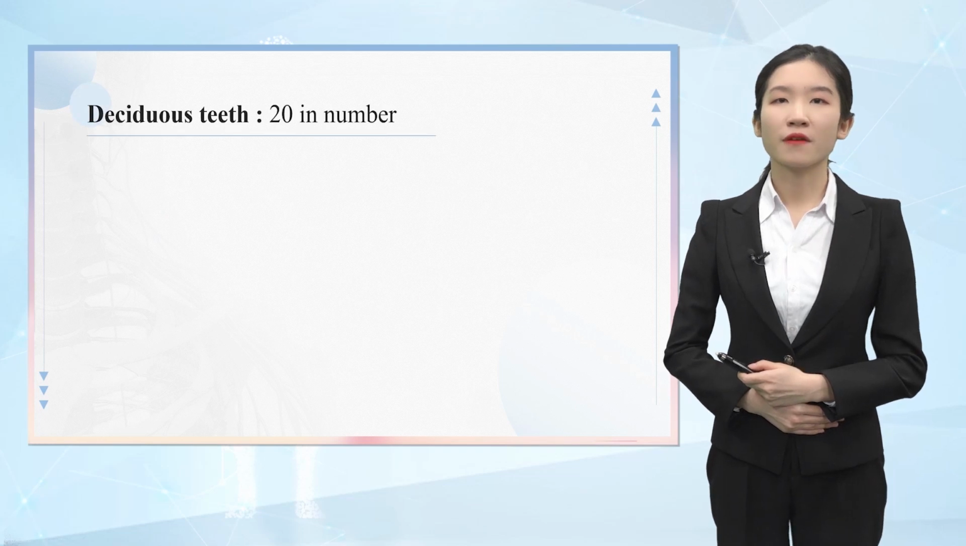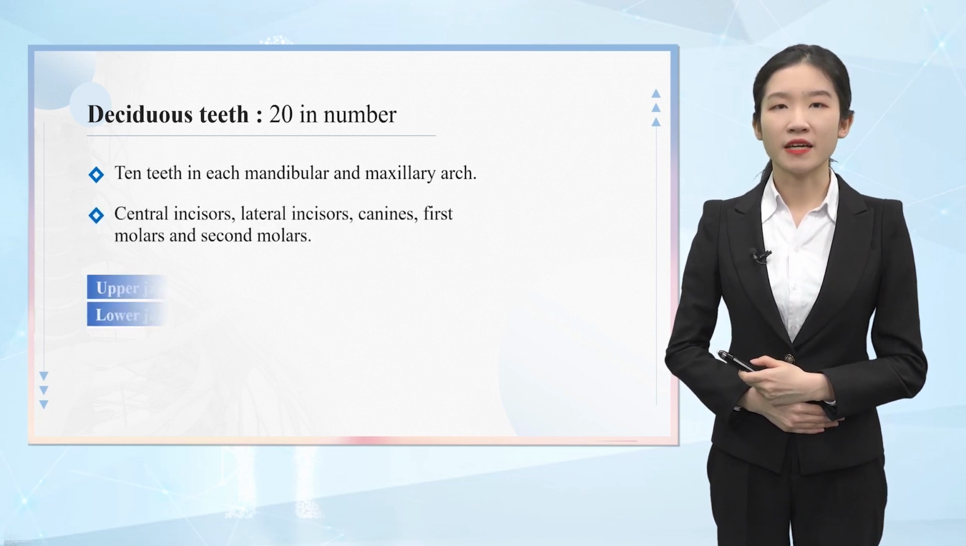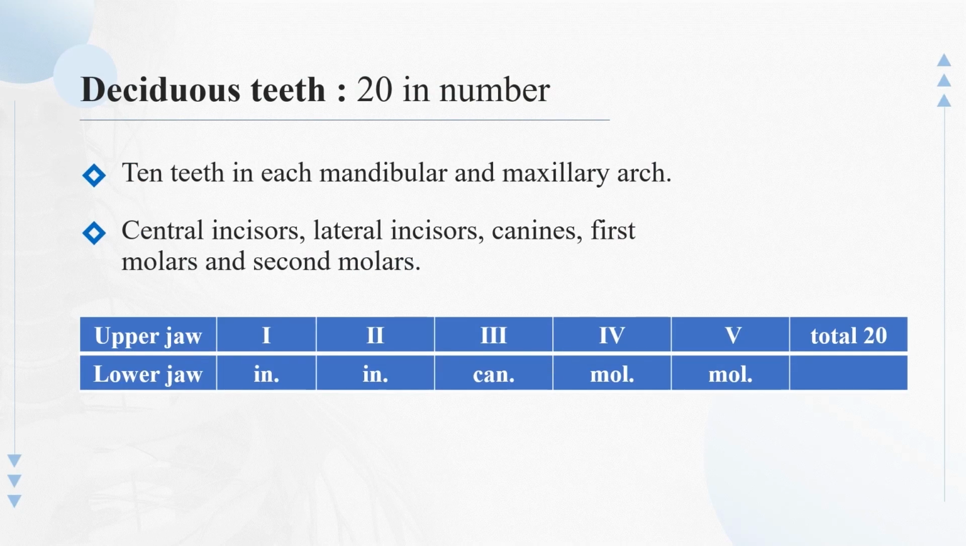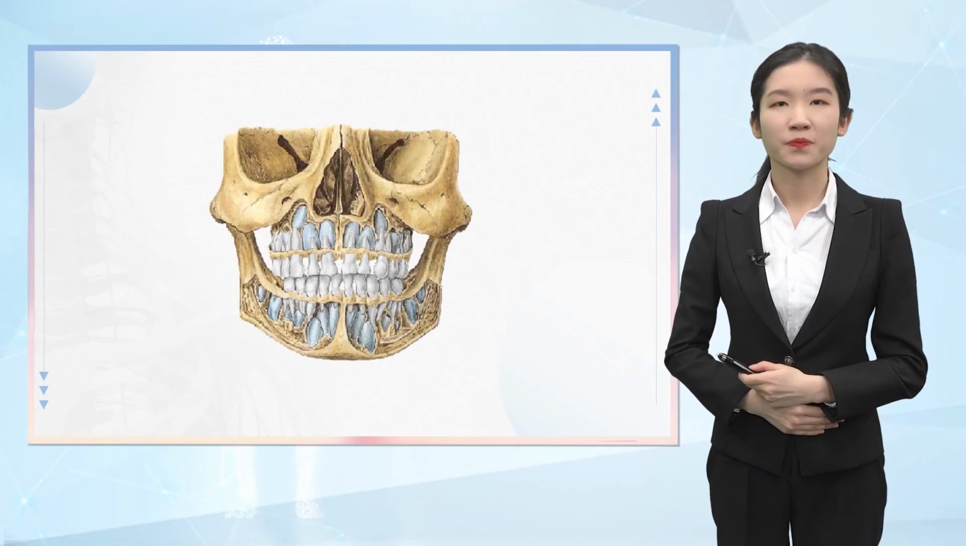There are a total of 20 deciduous teeth in our body, 10 teeth in each mandibular and maxillary arch, and they are divided into central incisors, lateral incisors, canines, first molars, and second molars. We can deepen our impression through this picture.